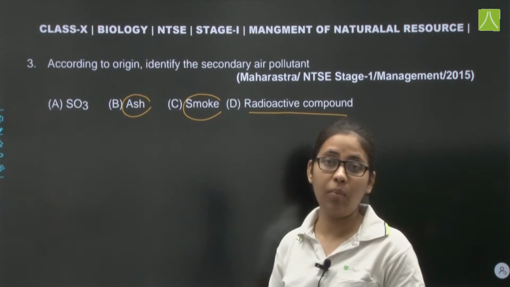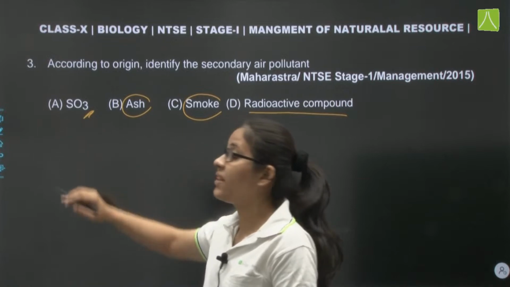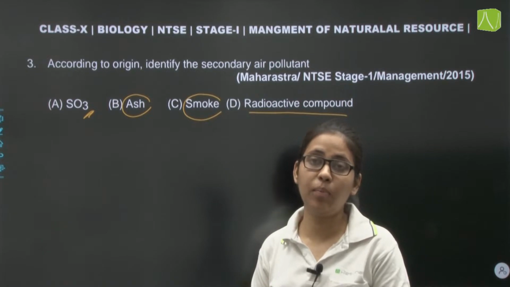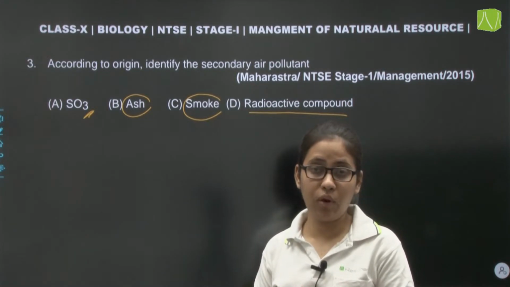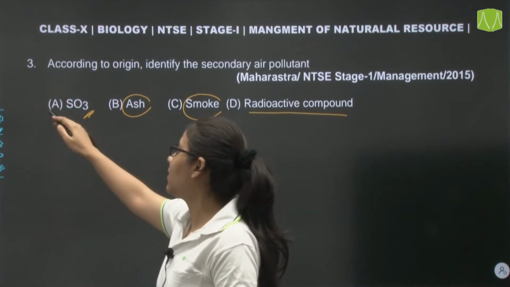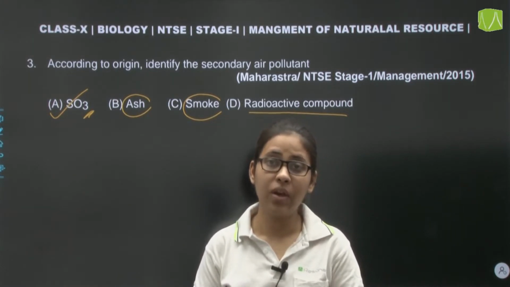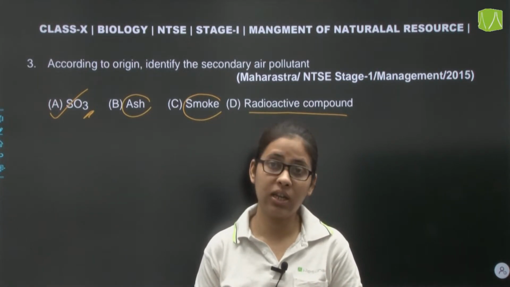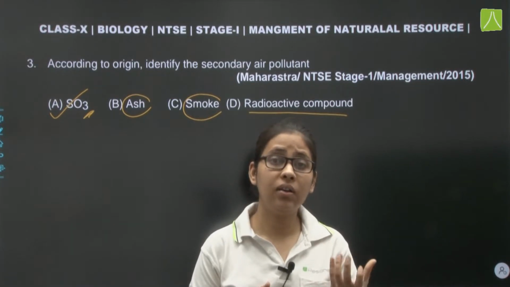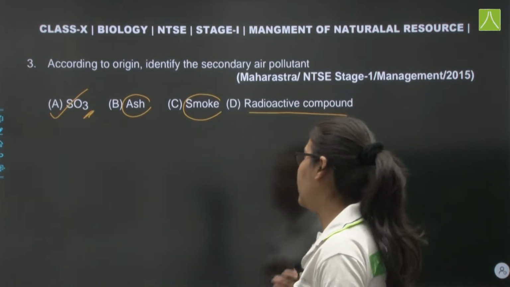These two are formed as a result of combustion. On the other hand, SO3 is the secondary air pollutant which is formed from the SO2 and O2. SO2 and O2 combine to form the SO3. SO3 is harmful for us as it affects our respiratory tract, it causes burning sensation, irritation in the skin as well as in the eye. Whenever we inhale SO3, it may also cause dizziness, nausea, vomiting, etc. So SO3 is a secondary air pollutant which is formed from SO2 and O2. So the correct answer over here is A.